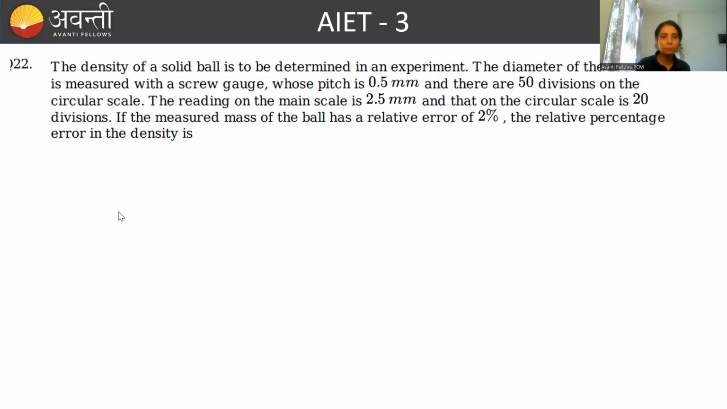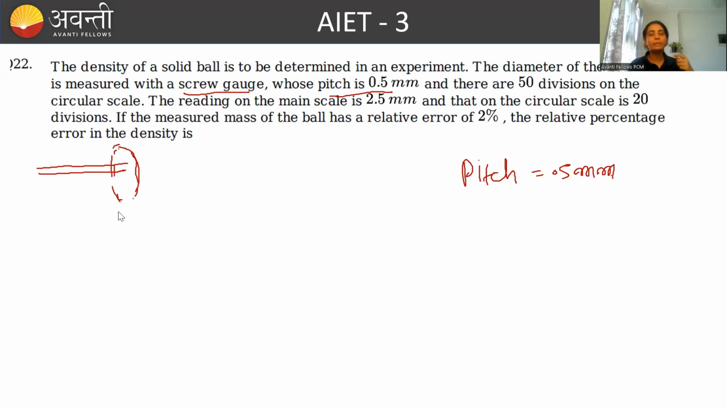Diameter of the ball is measured with a screw gauge, whose pitch is given as 0.5 millimeter. So if you remember screw gauge, it looks something like there used to be one main scale, and then there is this circular scale. Done. And pitch is what? Pitch is distance covered by circular scale in one rotation. That is your pitch. And it will have different markings.